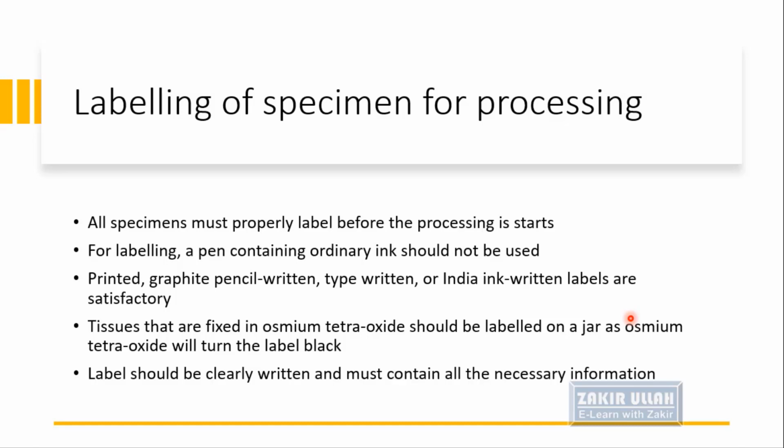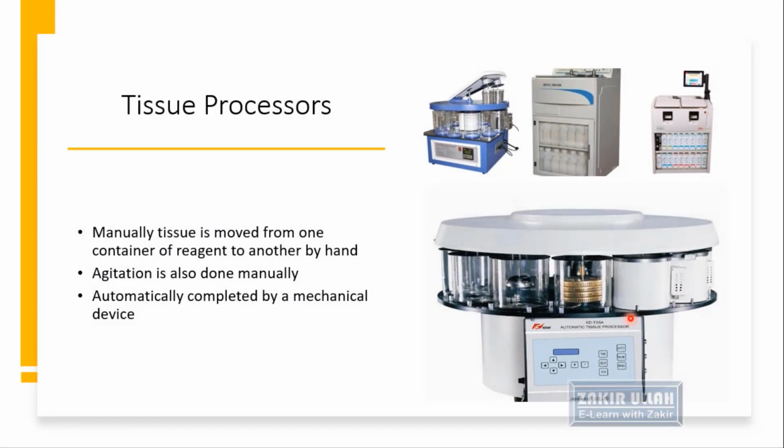The label should be clear and should have all the important information which is necessary for the processing. These are the designs of different tissue processors. Tissue processing can also be performed manually by moving the container from one region to another by hand. The agitation is also done manually, but the automatic machines complete all the process by mechanically controlled devices.